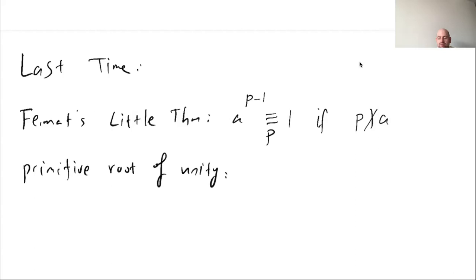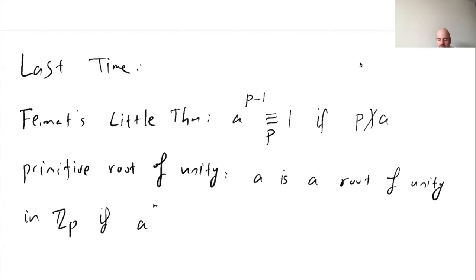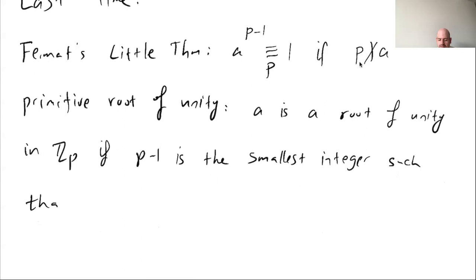So a is called a primitive root of unity in Zp if p minus 1 is the smallest integer such that a to the power p minus 1 is congruent to 1 mod p.